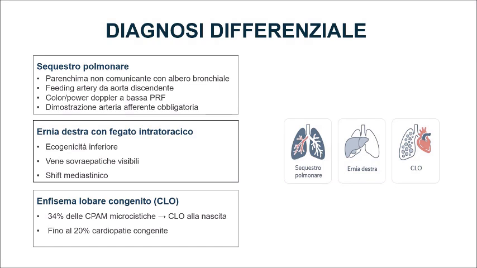As for right congenital diaphragmatic hernia, the low echogenicity of the liver allows us to differentiate it from CPAM, which appears uniformly hyperechoic. Furthermore, the intrathoracic position of the suprahepatic veins, as well as the mediastinal shift, contribute to the correct differential diagnosis. Finally, congenital lobar emphysema is a lesion that may appear sonographically indistinguishable from CPAM, but it is important to include it in the differential diagnosis.